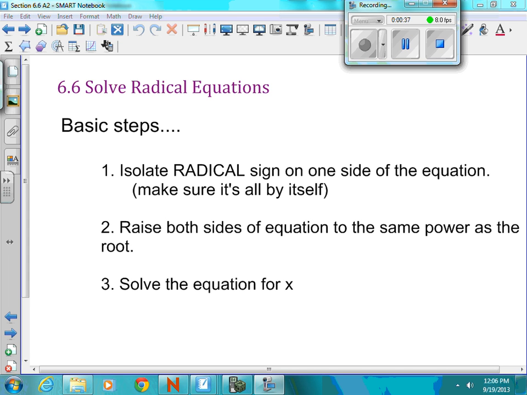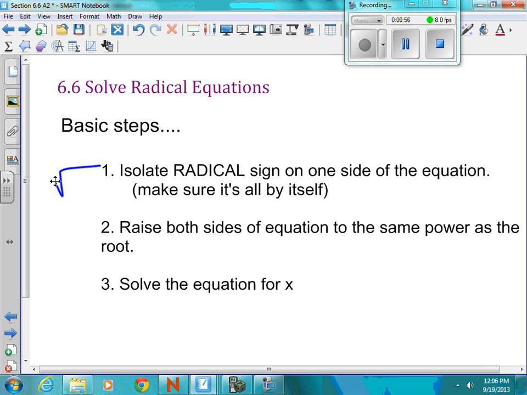Okay, solving radical equations, three basic steps. Isolate the radical sign on one side of the equation. The radical sign, remember, that is the root sign. So whether it's square root or cube root, the root sign should be by itself. Okay, so everything away from that.